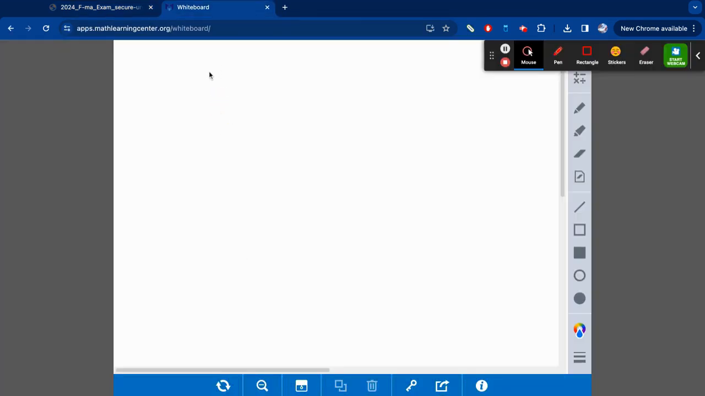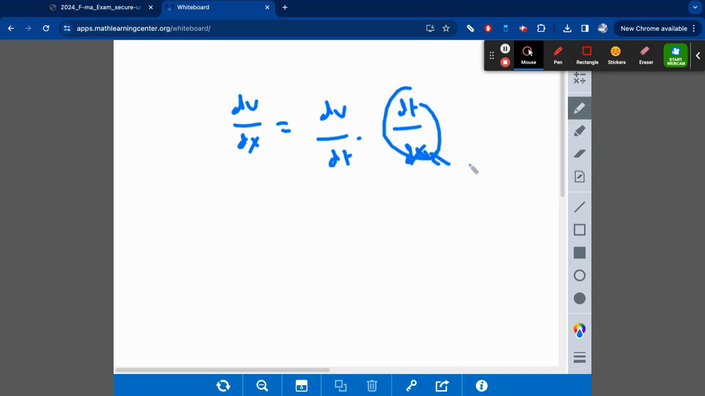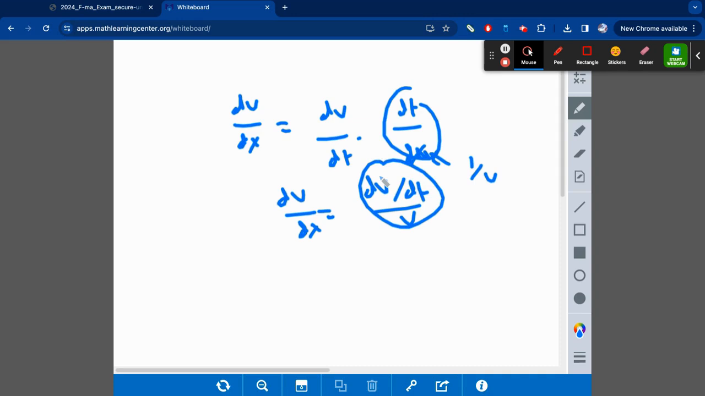What we want to find is this, and we're given this. So we can just multiply it with dt over dx, which is essentially just 1 over v. So if we're relating these two derivatives, this is all we're looking for in our new graph.